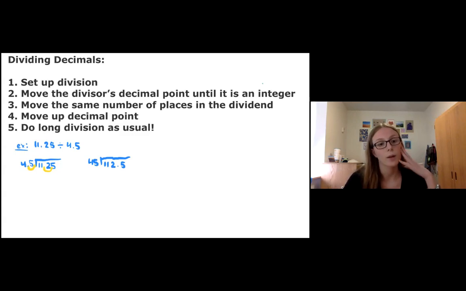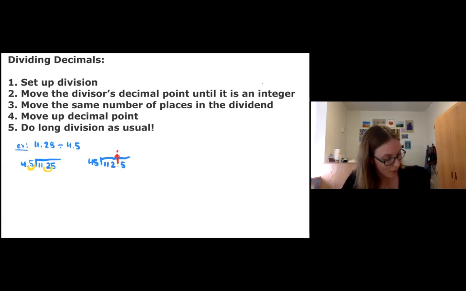So now in the fourth step, we move up the decimal point. That is really as simple as it seems. You just put this decimal point that's here, you bring it up and you put it in the quotient. And now you just do the usual long division.